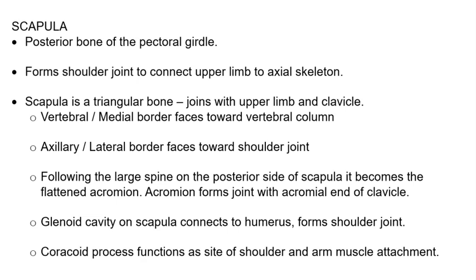Follow the large spine on the posterior side of the scapula, and we will see that the spine eventually becomes the flattened acromion, and the acromion is what forms the joint with the acromial end of the clavicle. The glenoid cavity on the scapula connects to the humerus and forms the shoulder joint, and nearby a structure called the coracoid process functions as a site of shoulder muscle and arm muscle attachment.